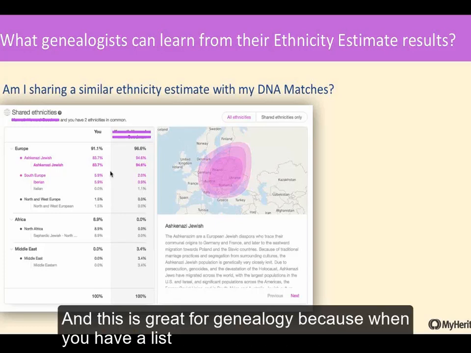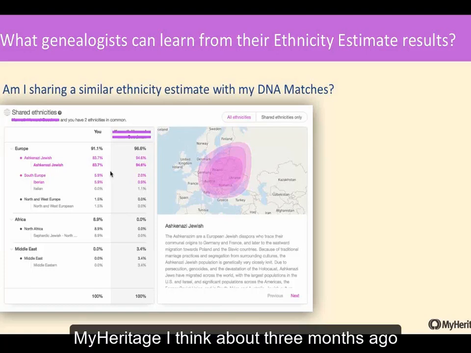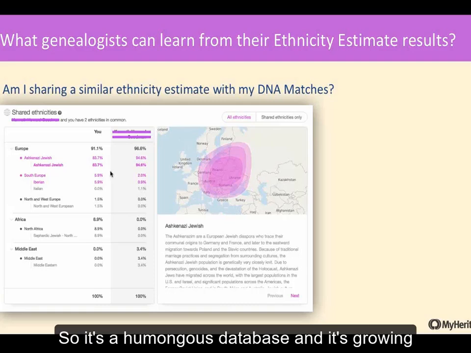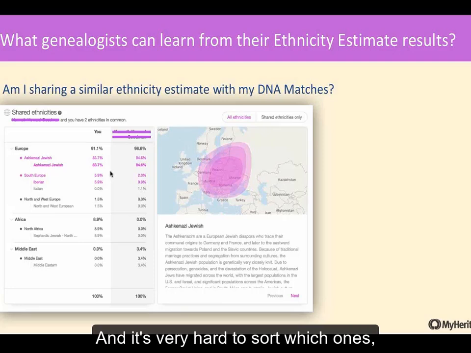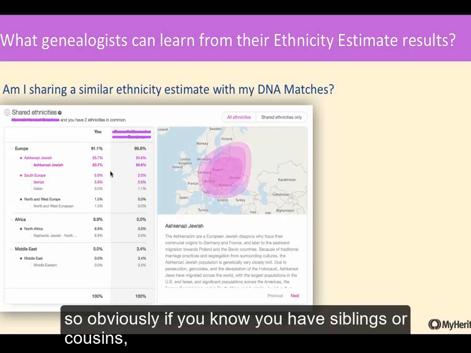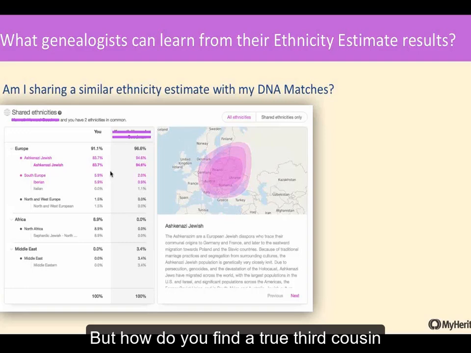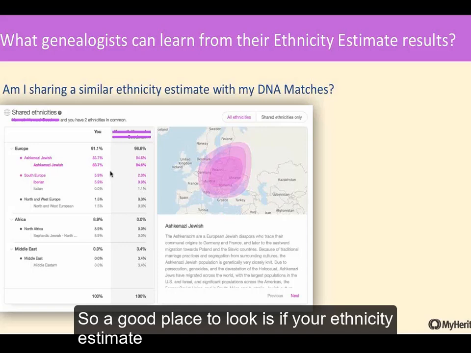And this is great for genealogy, because when you have a list of 4,000 matches, and this list is growing and growing, MyHeritage, I think about 3 months ago, went over the 1 million kits mark. So it's a humongous database, and it's growing all the time. So you have a lot of matches, and it's very hard to sort which ones. So obviously, if you have siblings or cousins, they're going to be at the top of your list, and they're going to be very easy to find. But how do you find a true third cousin or a true third once removed? It's very hard. So a good place to look is if your ethnicity estimate is similar.